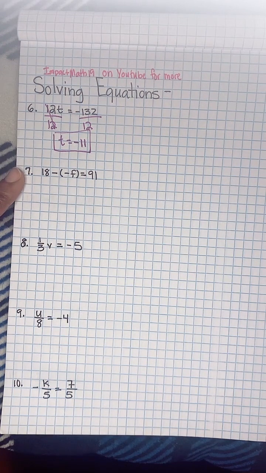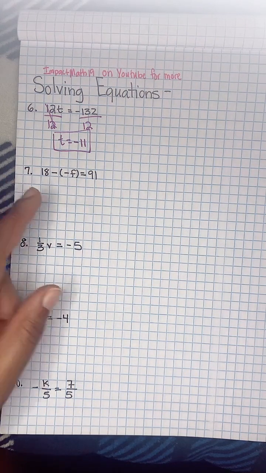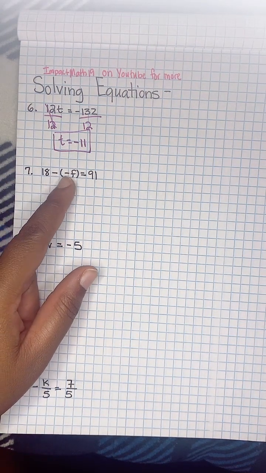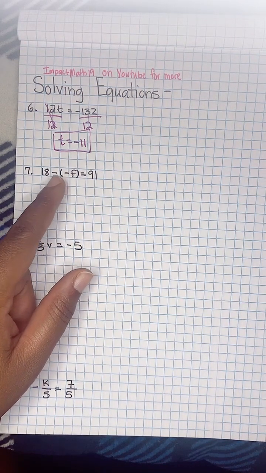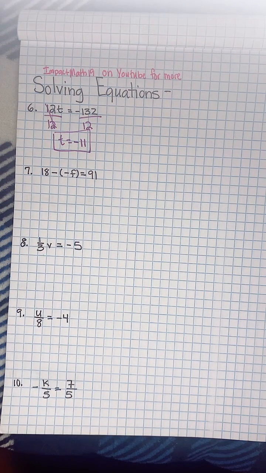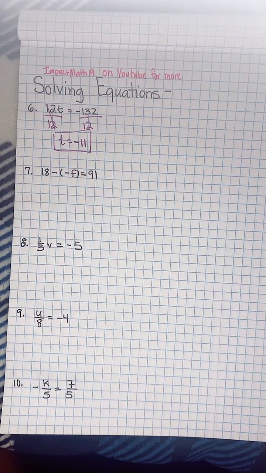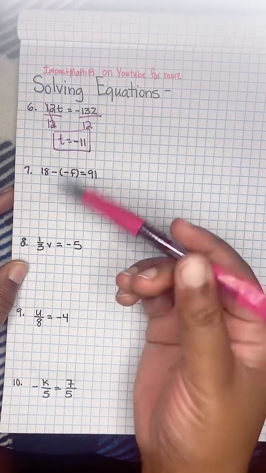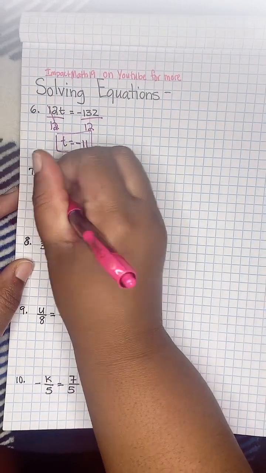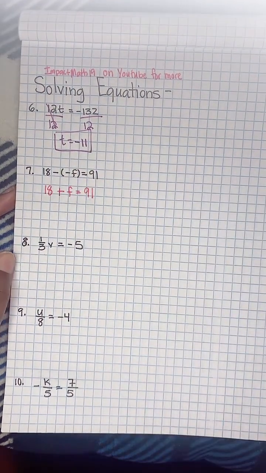So number 7. There's multiple ways we can do this. But let's talk about these 2 signs here. What can we change these 2 signs to? What can we do with these 2 negatives? Good. Somebody said positive. Perfect. So 2 negatives go to a positive. So we can rewrite this as 18 plus F equals 91.